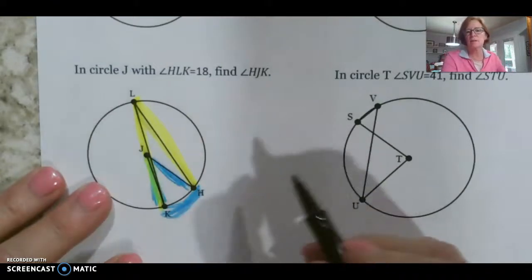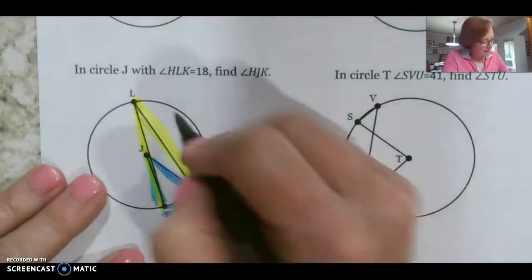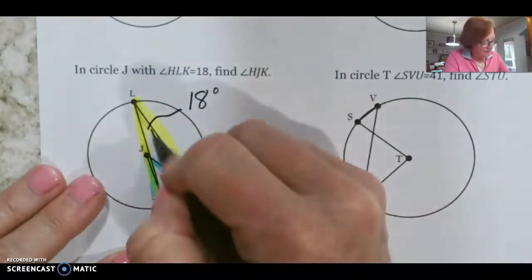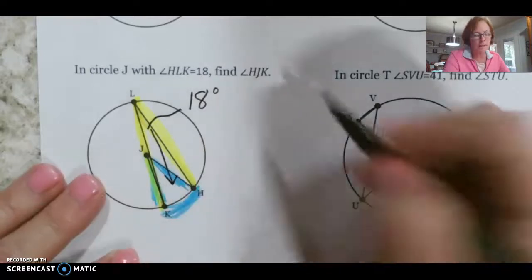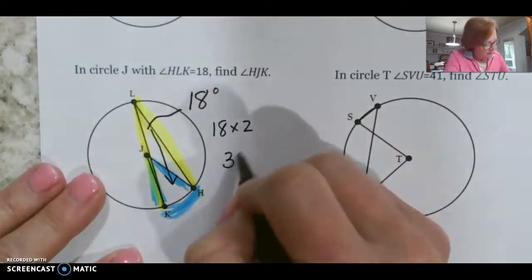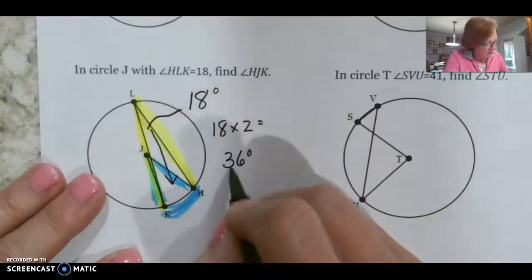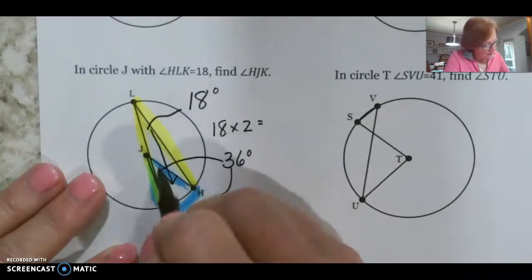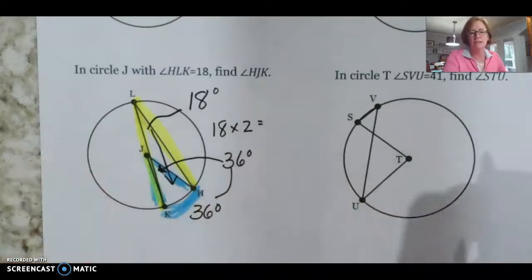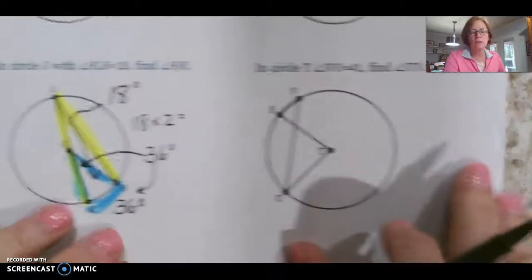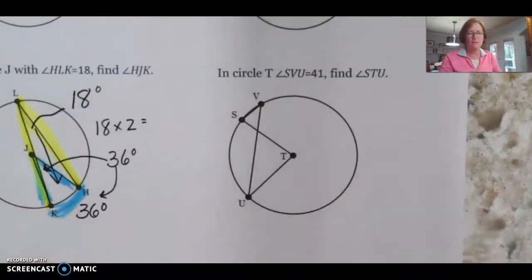Okay, what's the number? The number for the little yellow is 18. I'm going to take that little, I'm going to move forward to the big, which means I'm going to take 18 times 2, and I'm going to get 36 degrees. So the arc is 36, and the central angle is also 36. Okay, last one. I picked this one because it looks visually difficult. So let's see what they're giving us.